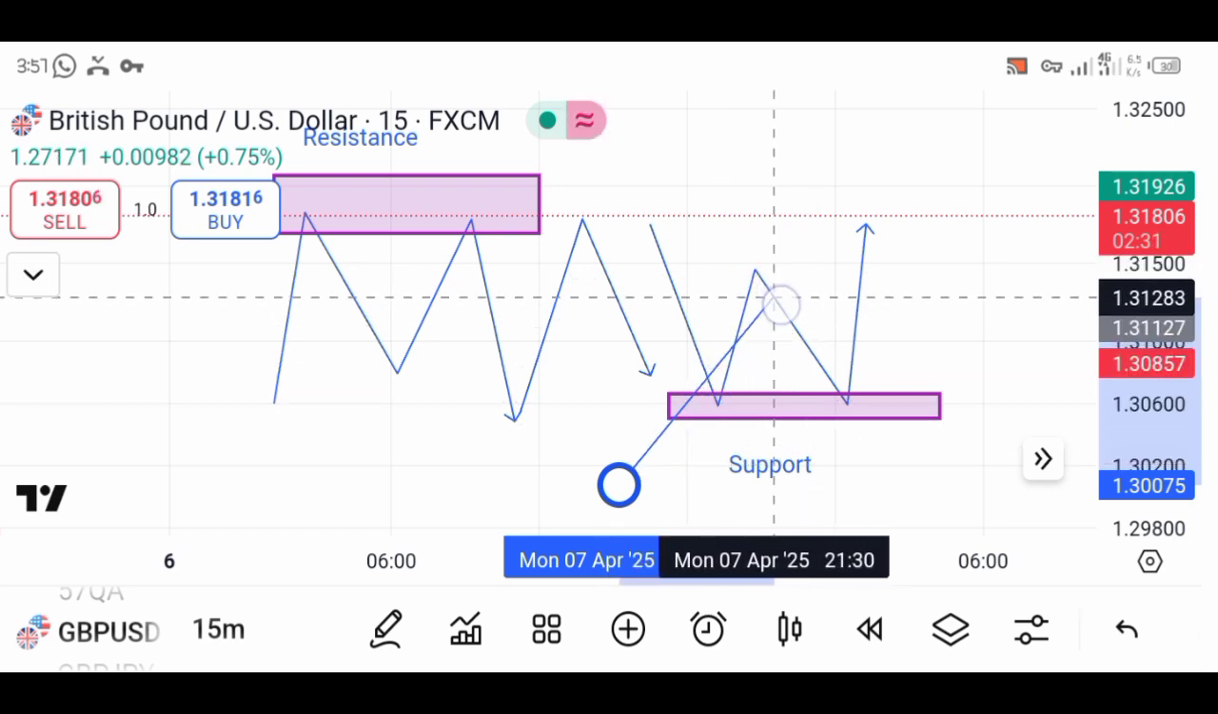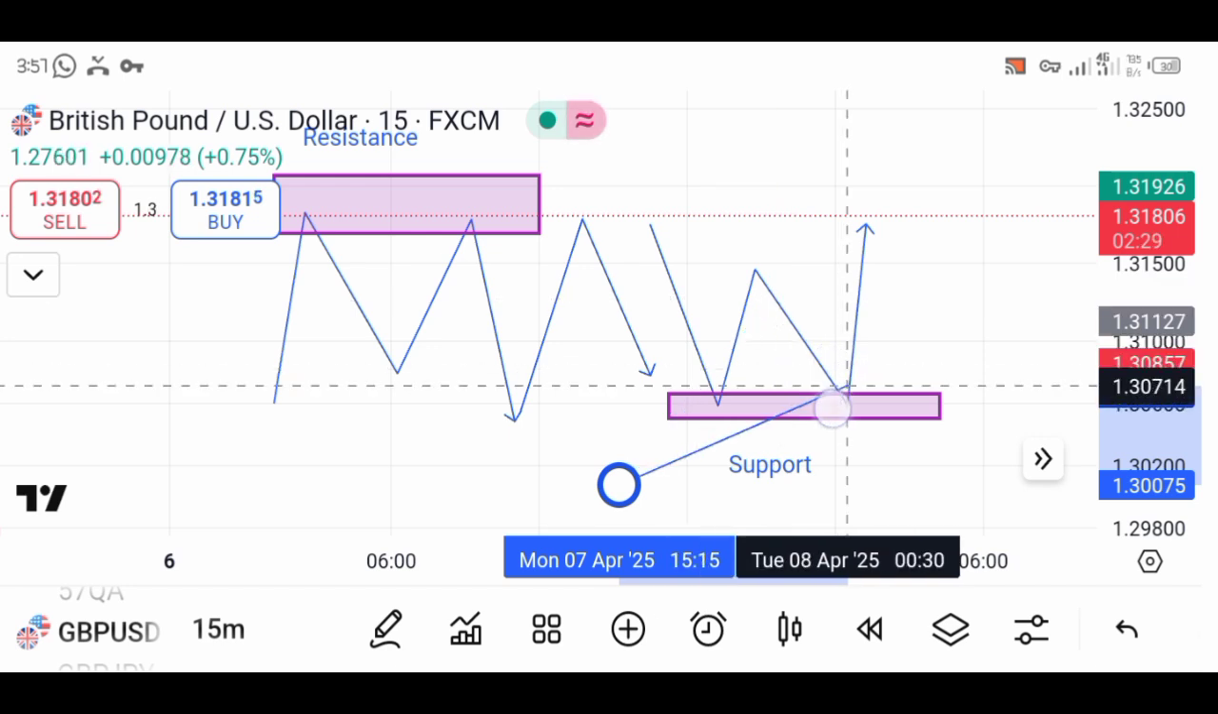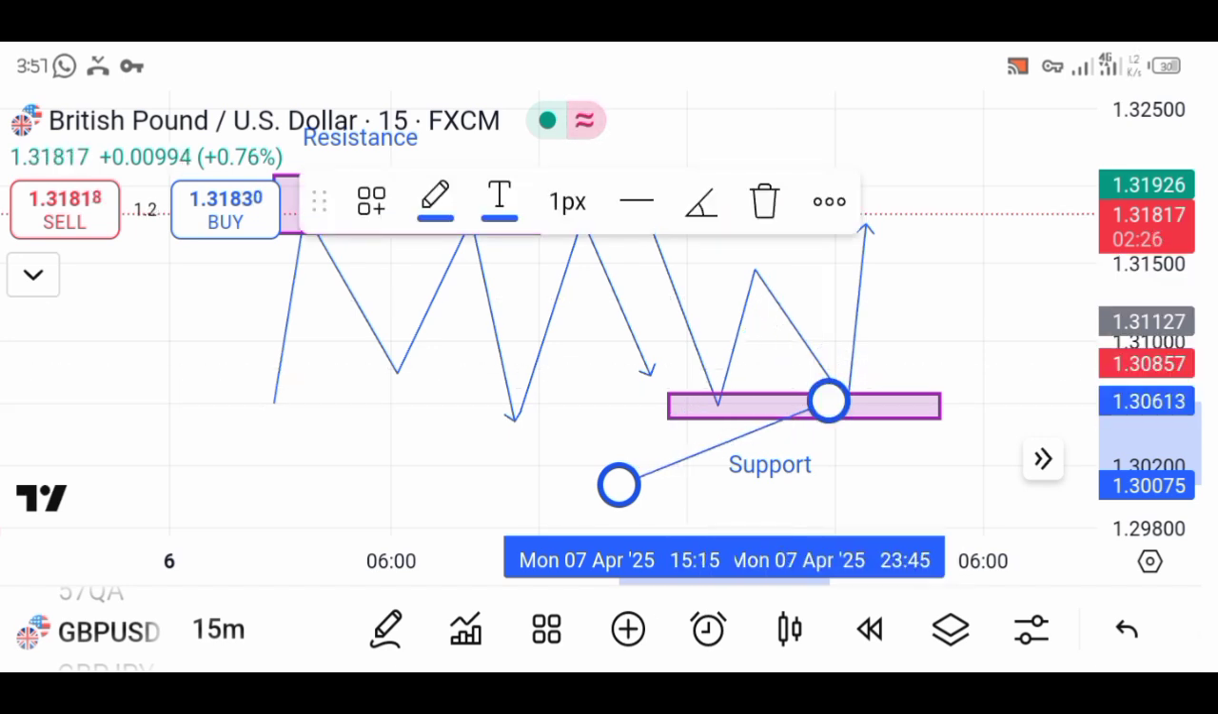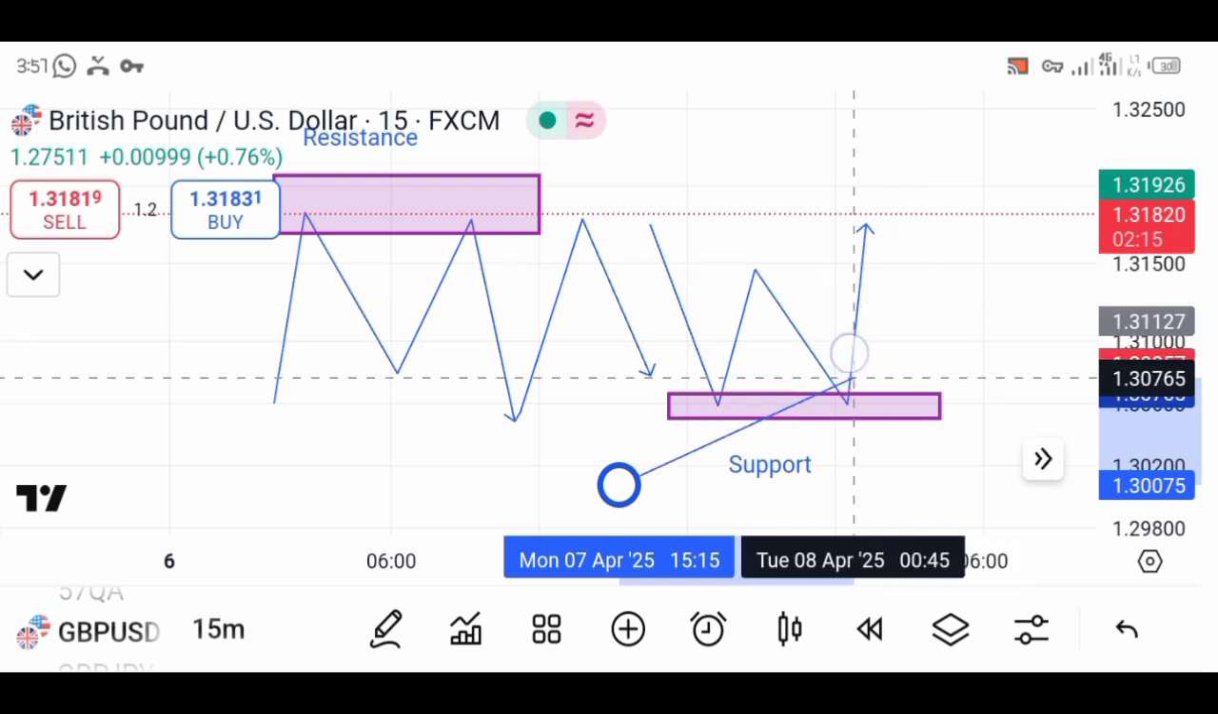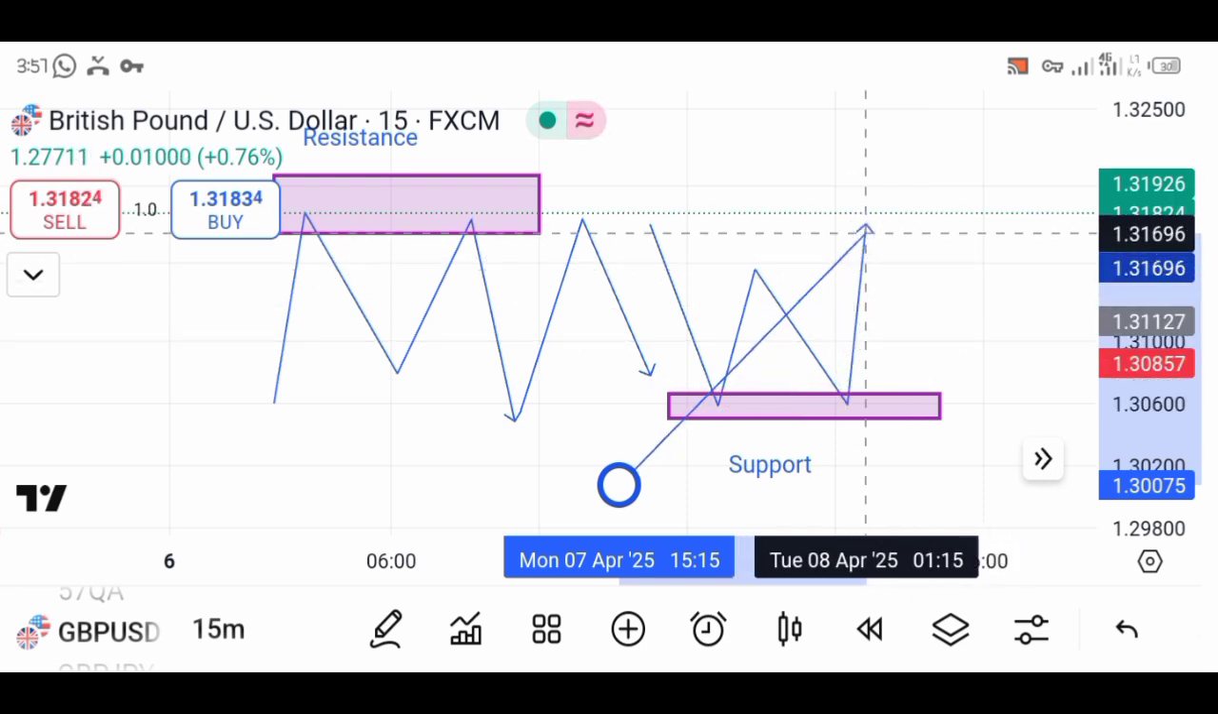So now it's moving. Then you remember, the price stopped at that area again. Let me just enter my buy. Since it seems like it is a good support area, let me just enter my buy from there. You can see, you would have made your profit.